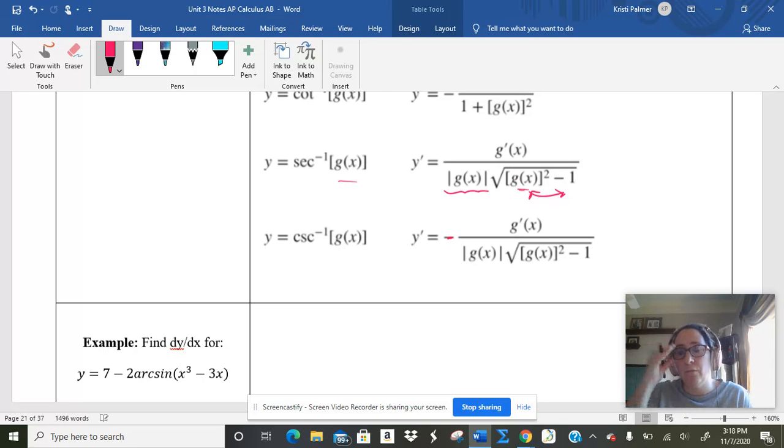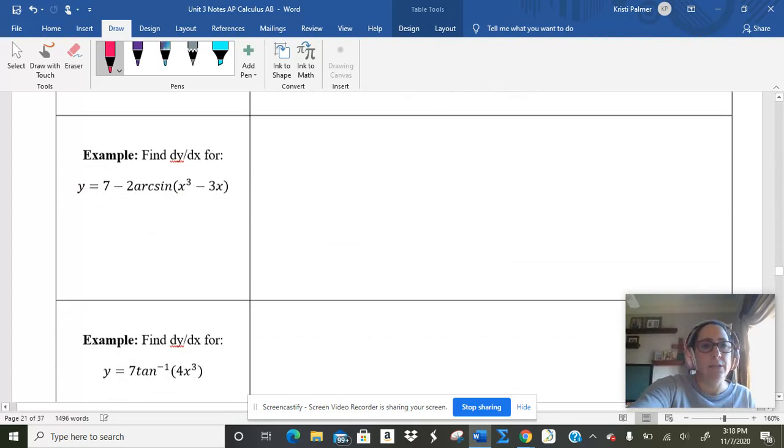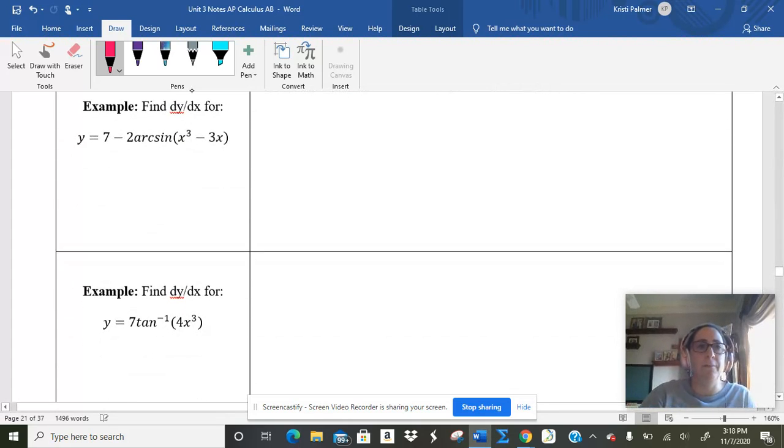So really you have 3 formulas that you have to get memorized, and remember that any of the co's that are kind of corresponding go negative. Okay, so let's do an example here.